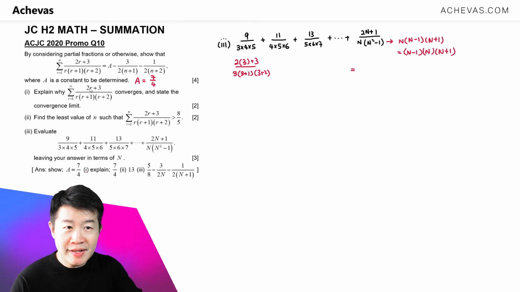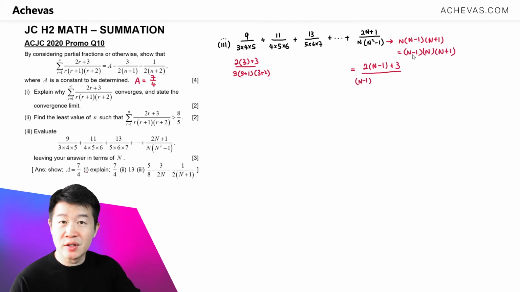So if I replace r by n minus 1, we'll be getting 2 times n minus 1 plus 3. For the numerator, 2 times n is 2n, and this is going to be minus 2 plus 3, which will give us a plus 1. Then divided by, the denominator can be re-expressed this way. So this r, if I replace it by n minus 1, it is synchronized to this.